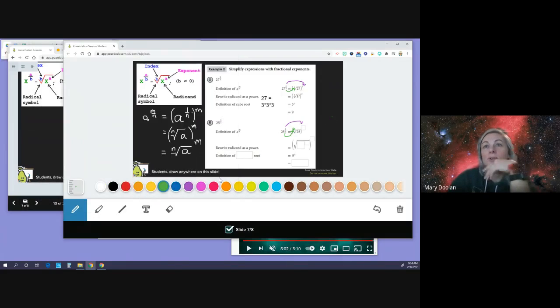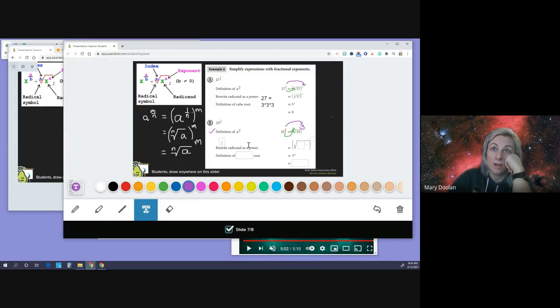So that is what we're doing. We're going to put a 3 right here. Okay, so that's just using the definition of a to the m over n. Now that we have this, we're going to then rewrite the radicand as a power. My radicand is the number underneath the radical sign. And so my radicand here is 25. And my index is 2, so I'm trying to rewrite 25 as a power of 2.